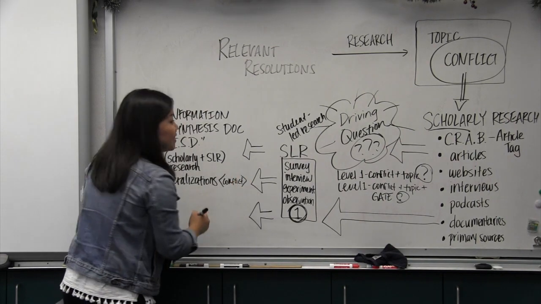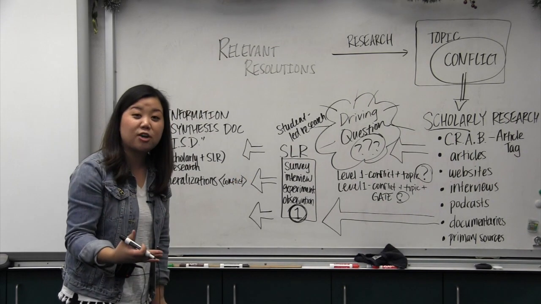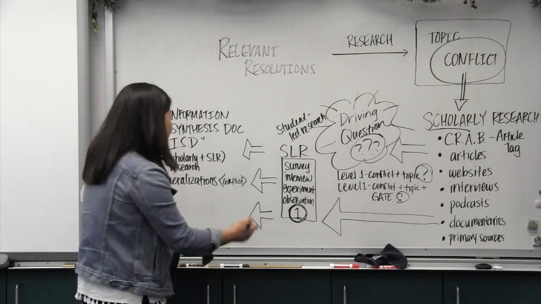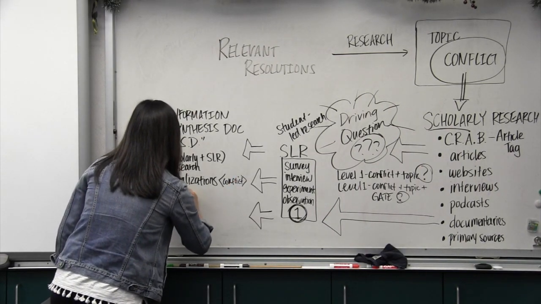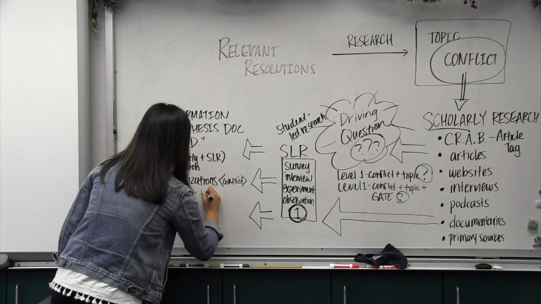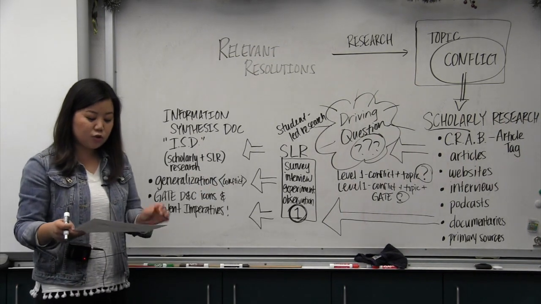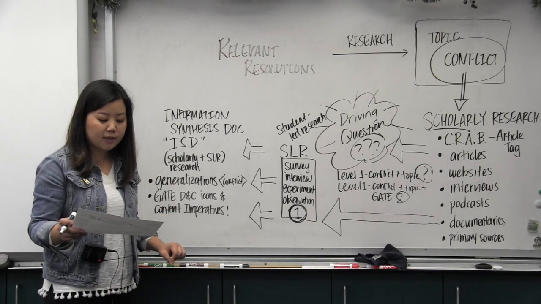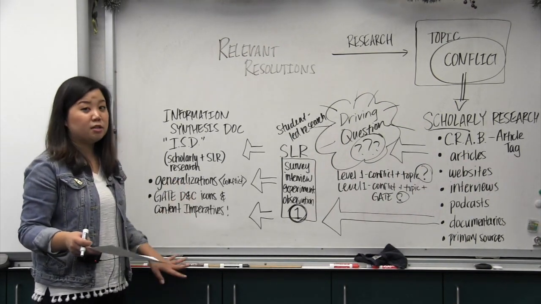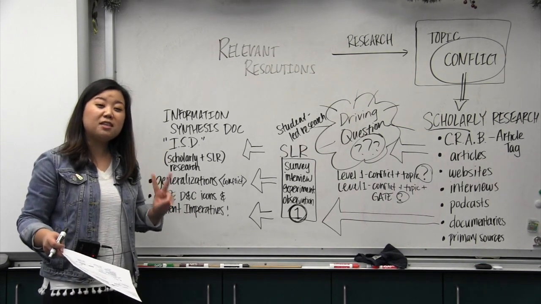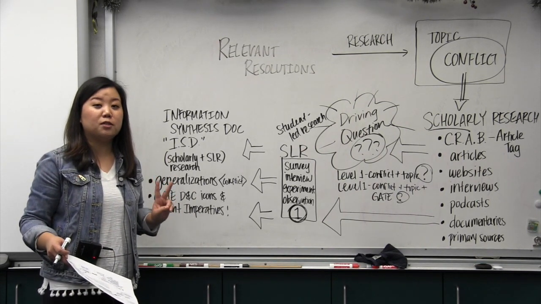And because this is called GATE Symposium, because we use GATE strategies, resources, and tools, we're going to use GATE icons, GATE depth and complexity icons, and content imperatives. Now, on your ISD, you don't just want to have your GATE icons and your generalizations. You also want to include other things too. There are 2 specific things that every single group is going to have.